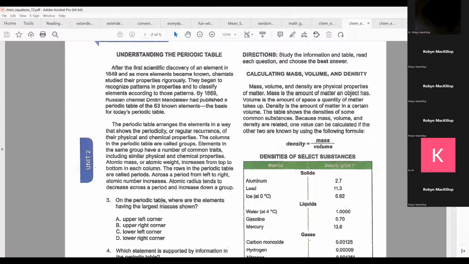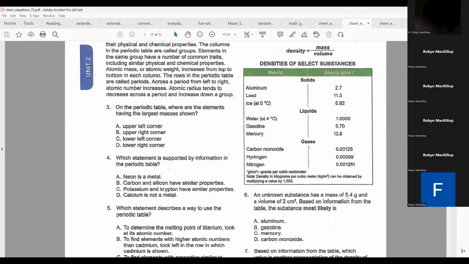And what you've got are grams and centimeters cubed. So take that 5.4 grams, divide by 2, and what do you get? 2.7. You got it. So what substance is it most likely? Looking at the densities here, aluminum. It is perfect. Good job.